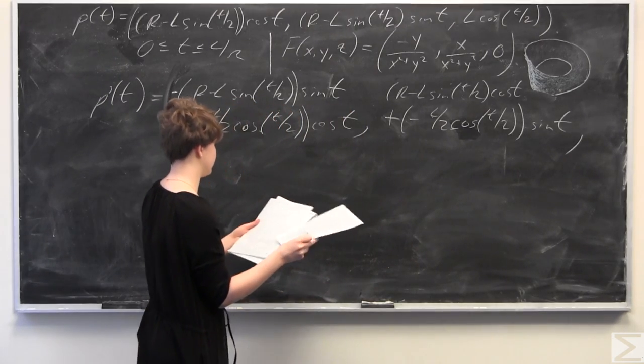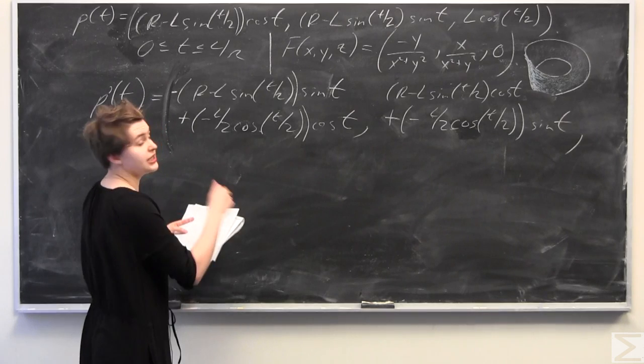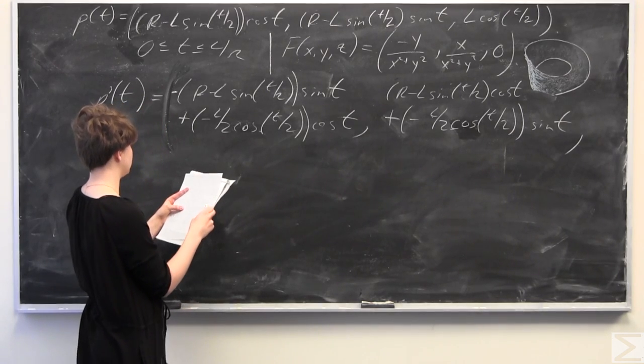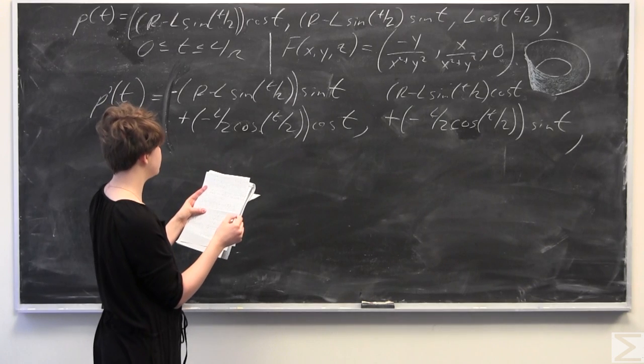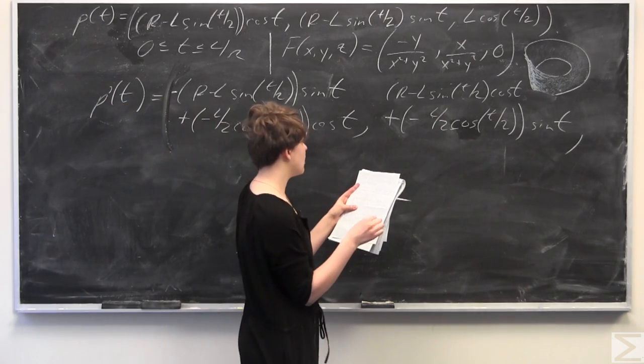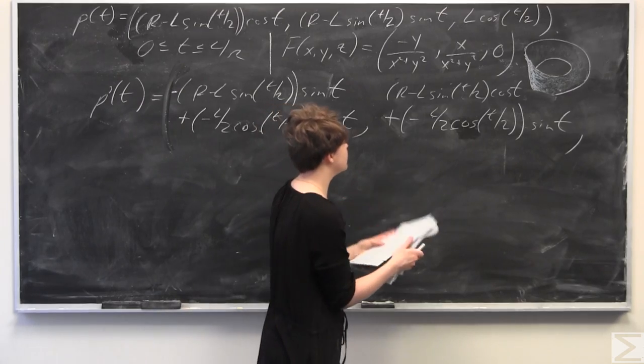Let me make sure that I'm differentiating everything correctly. It's really easy to get the signs kind of mixed up when you're doing this. So this L over 2 cosine t over 2 cosine t looks good. R over L sine t. Okay, great. So it looks like we're good to go so far.